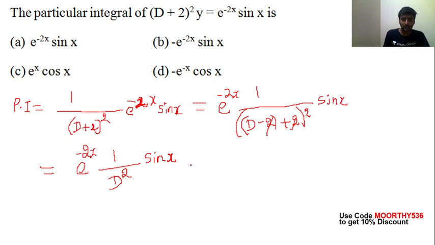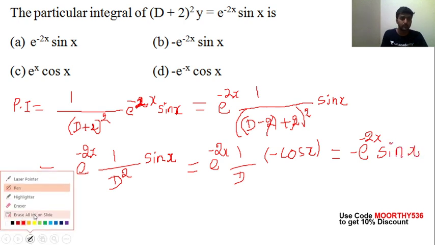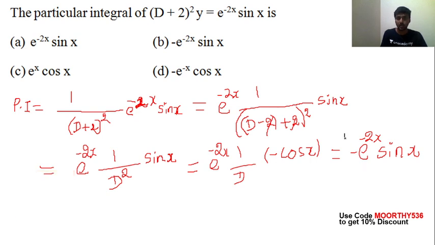Then one time integration of sin x is minus cos x. Again integrating, it is minus of minus. What are we getting? Integrating cos x, we are getting sin x. So the answer is equal to minus e power minus 2x into sin x.